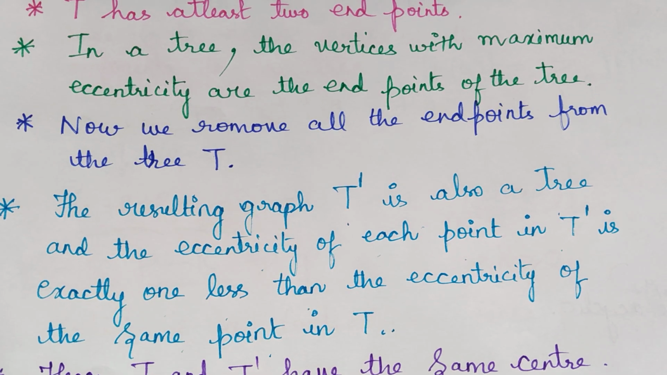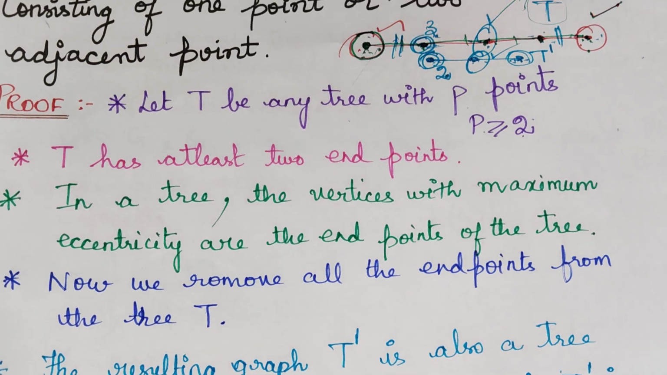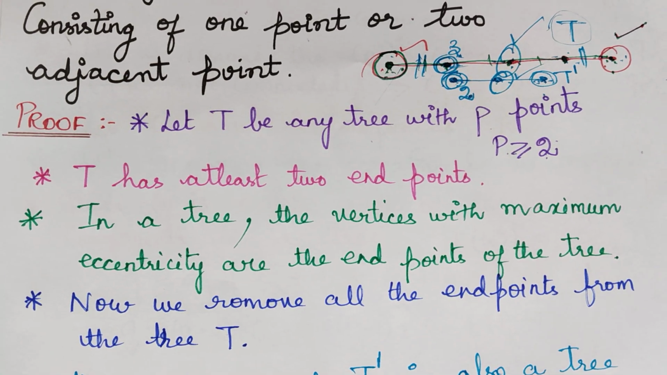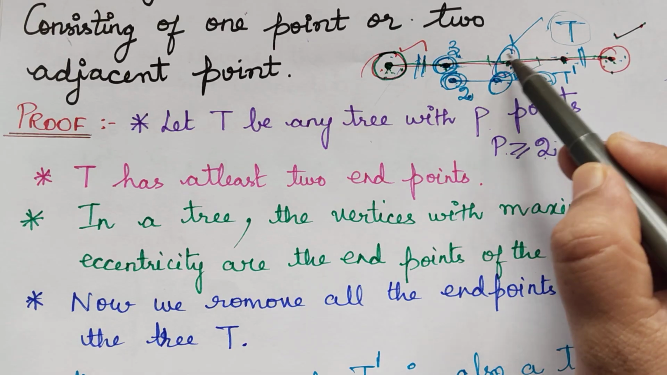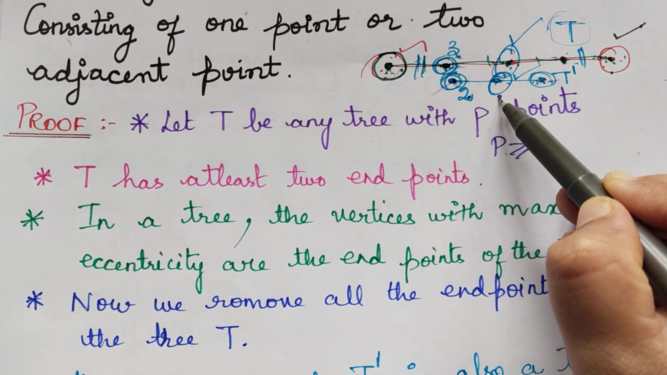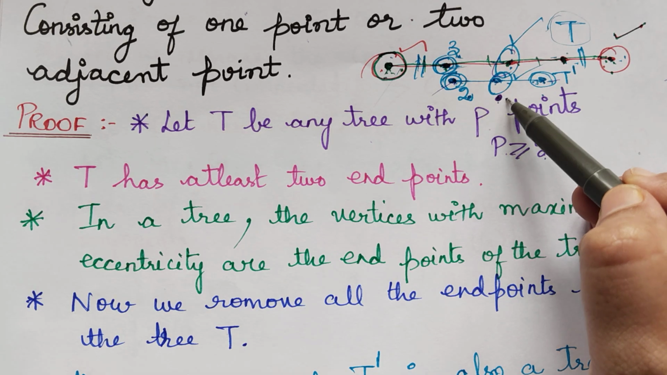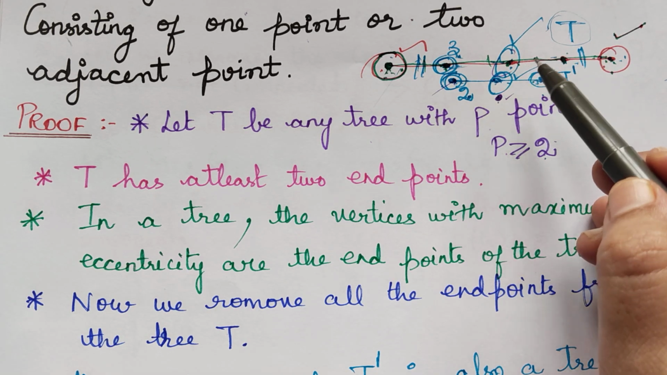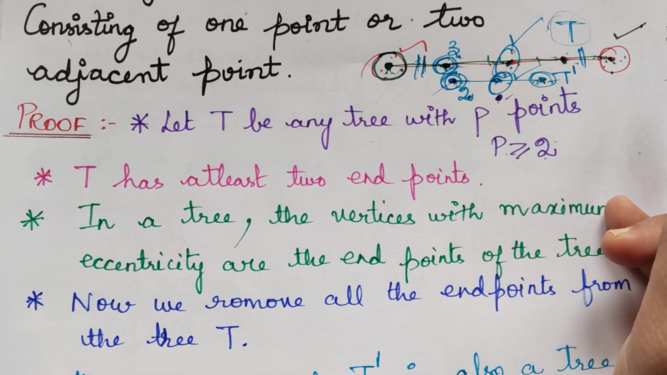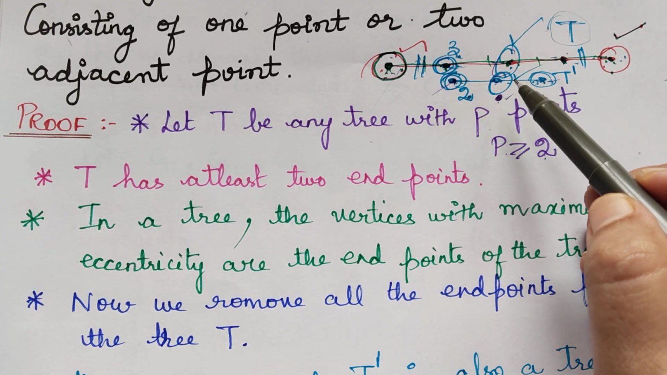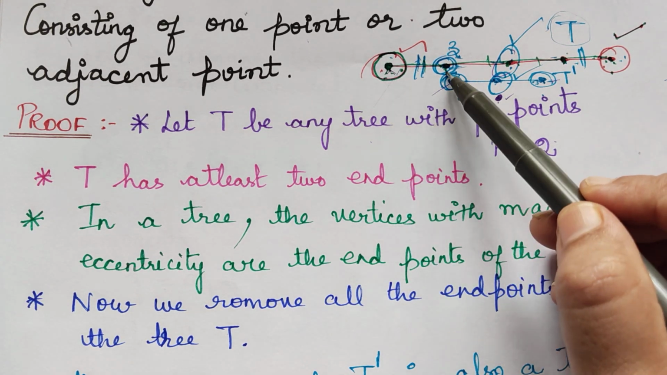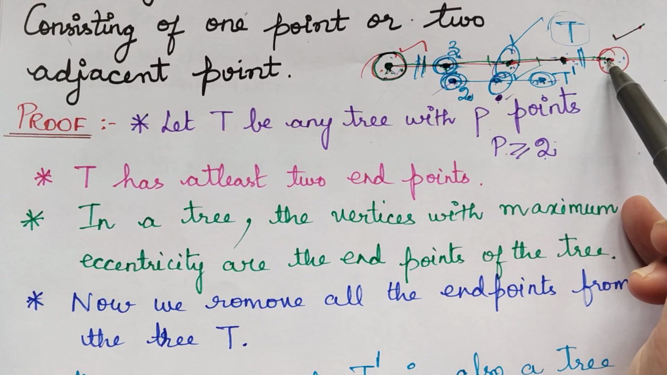And eventually we will obtain either a single point or two points which are adjacent to one another. Now in this example, as we remove these two endpoints, the next graph will be a single point. So for this we obtain a single point. We can also take another example where we end with 2 points that are adjacent to one another. Here we took 5 vertices.